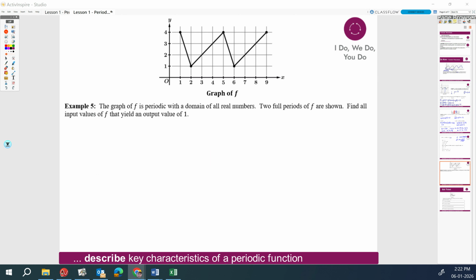Okay, so the graph of f is periodic in the domain of real numbers. Two full periods of f are shown. Find all the input values of f that yield an output value of 1. So firstly, we have to identify the period of this function. What do we say the period is? 4.